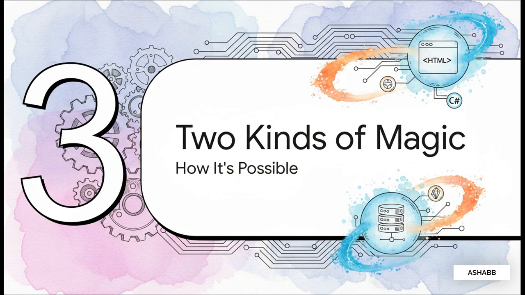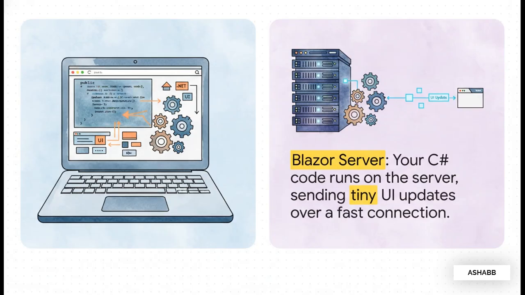Now, I know what some of you might be thinking. Hold on. C# in the browser? Is this like Flash or Silverlight all over again? And the answer is a big, resounding no. This is totally different. Blazor is built on top of modern, standard web tech. So let's pull back the curtain and look at the two kinds of magic that actually make this whole thing possible.